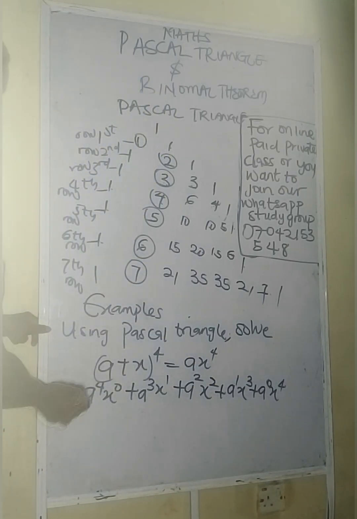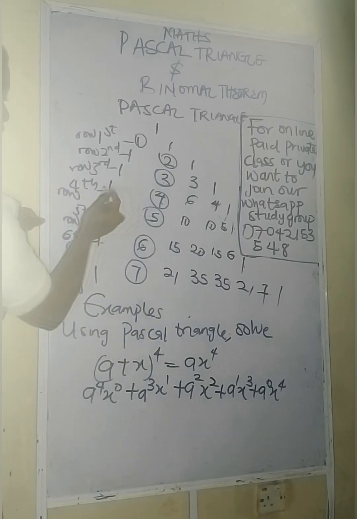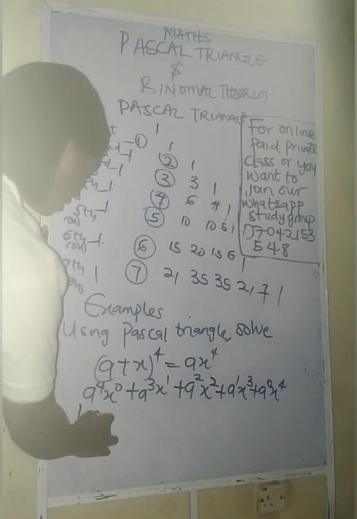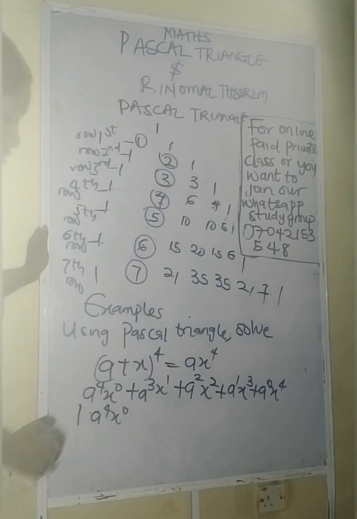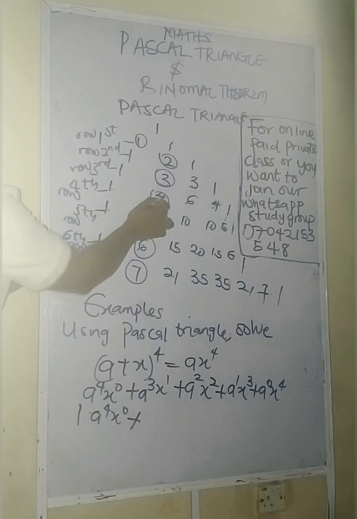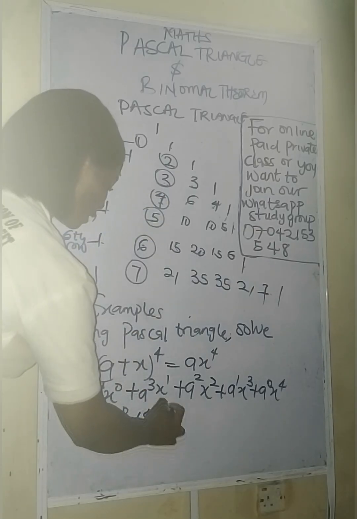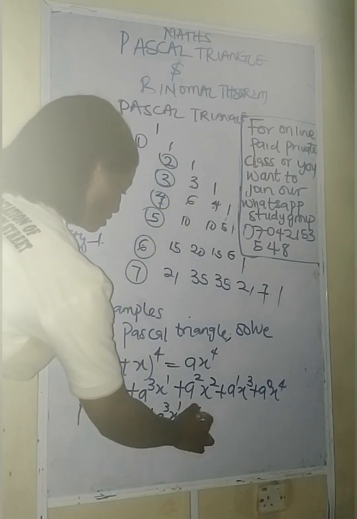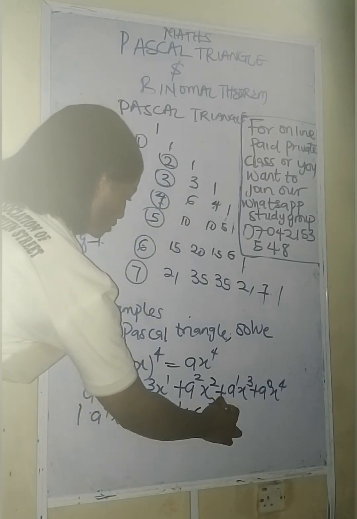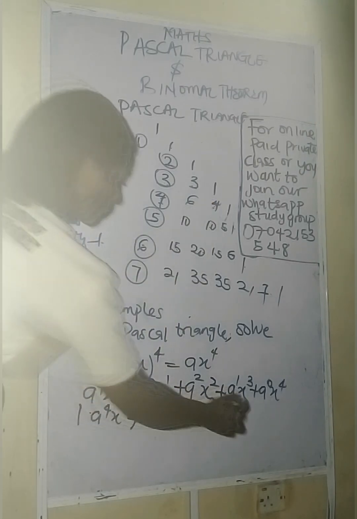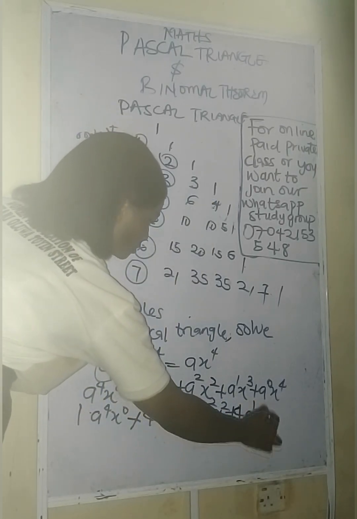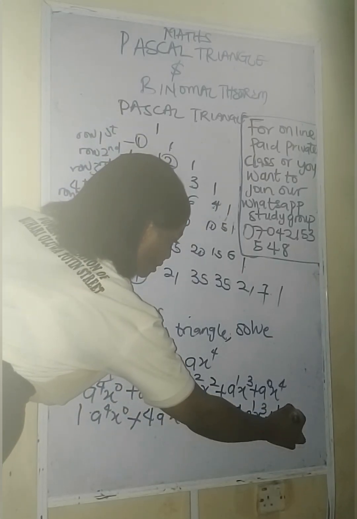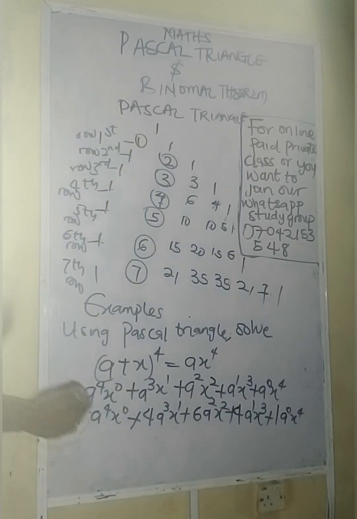Now the coefficients. I told you that it is raised to power 4, so it will be the fourth row. So the coefficients are 1, 4, 6, 4, 1. So that will be 1a raised to power 4 x raised to power 0, plus 4a raised to power 3 x raised to power 1, plus 6a raised to power 2 x raised to power 2, plus 4a raised to power 1 x raised to power 3, followed by the last one, which is 1a raised to power 0 x raised to power 4. So have you seen it now?